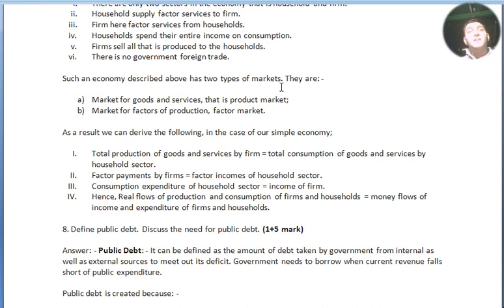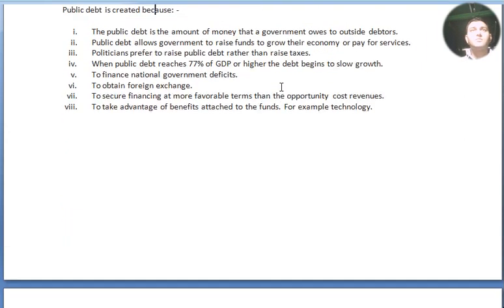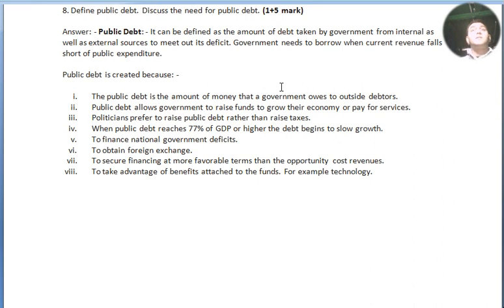Question number 8, define public debt, discuss the need for public debt. Public debt can be defined as the amount of debt taken by government from internal as well as external sources to meet its deficit. Government needs to borrow when current revenue falls short of public expenditures. Public debt is created because public debt is the amount of money that the government owes to outside debtors.